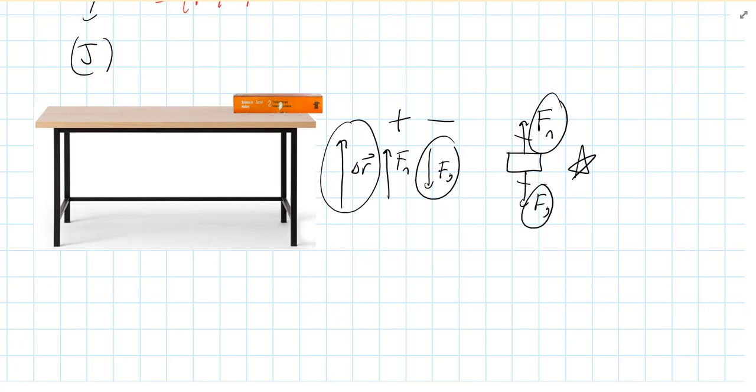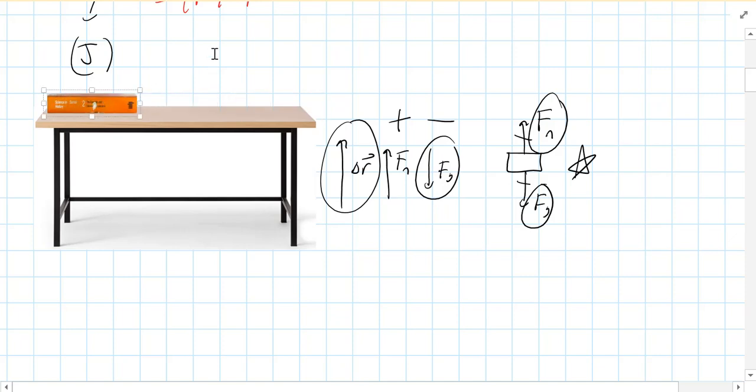Now I've got another one. Let's say I take the book and I slide it across the table. So it starts from rest. I push it with my hand, and then I let it stop here. Is the work done positive, negative, or zero?